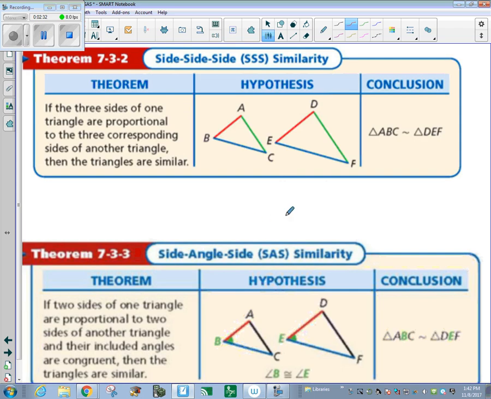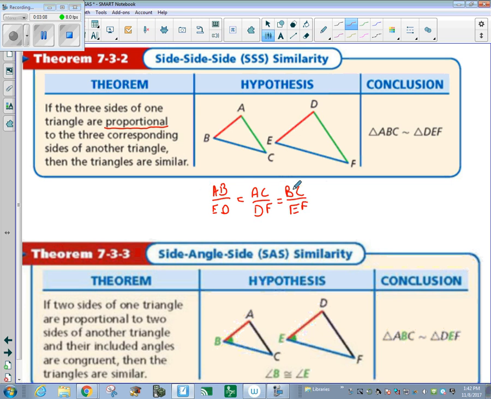The next thing we have here is two more ways to prove similar. Basically, like side-side-side congruence that we dealt with in the previous section, side-side-side similarity works the same. The only difference is that instead of the sides being congruent, the sides are proportional to one another. And so that would mean that AB is to ED as AC is to DF, and what do we have left? BC and EF.